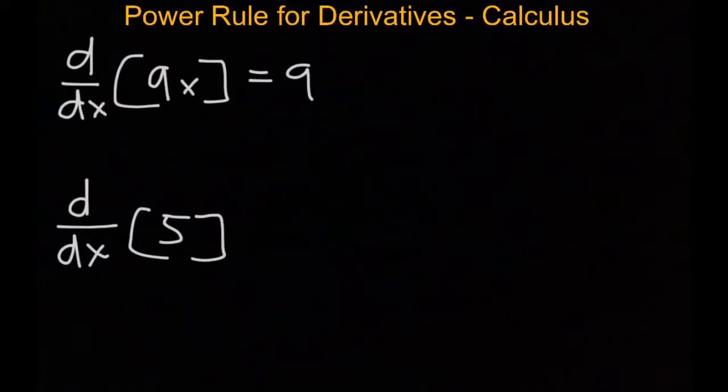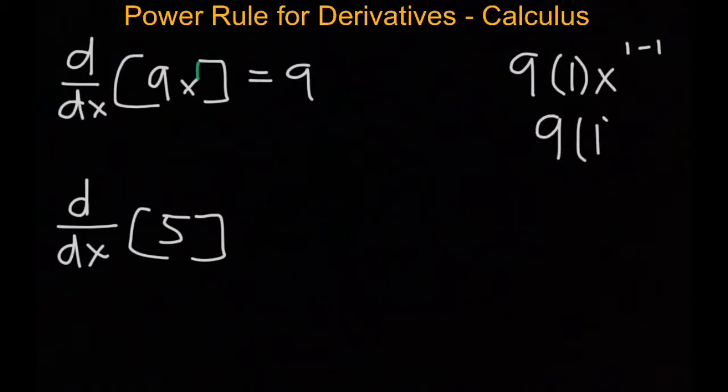And the math behind this is since our n value is 1, what we're really doing here is 9 times 1 times x to the power of 1 minus 1. So it's 9 times 1 times 1, basically. So our answer is just 9.